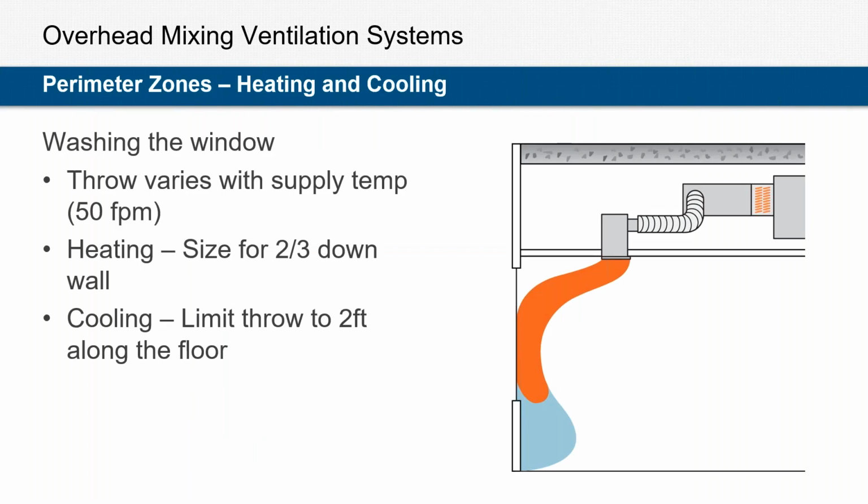So in perimeter zones, we often need to provide both heating and cooling, which can provide challenges for diffuser selection. The impact of warm air versus cool air on the diffuser throw often means some type of compromise. A common approach is to size the heating throw for two-thirds of the way down the wall and limit the cooling to 2 feet along the floor. Since the occupied zone is considered to be 3 feet from an external wall, that's typically considered acceptable.